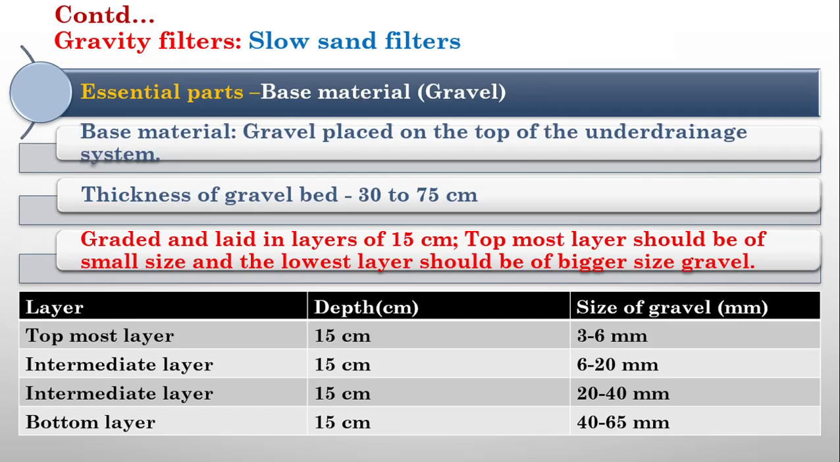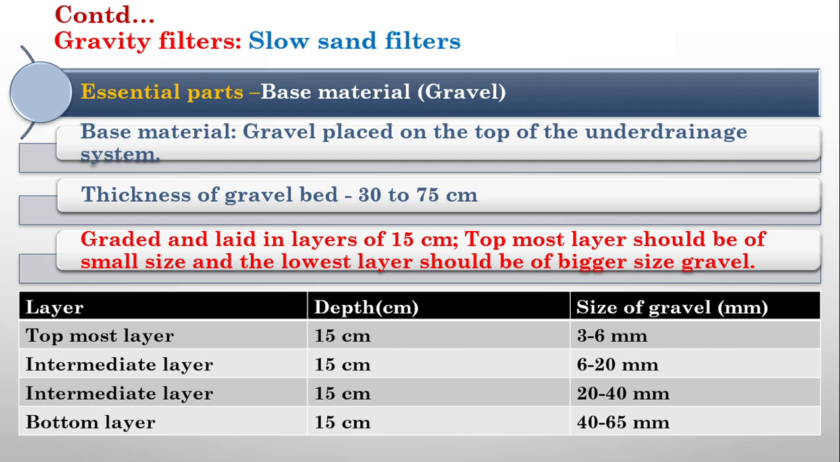And the third important part is base material. Base material is majorly gravel. The thickness of the gravel bed should be 30 to 75 centimeter. We can choose 30 to 75 centimeter mainly. And if we are placing the gravel, we will place it in layers of 15 centimeter.